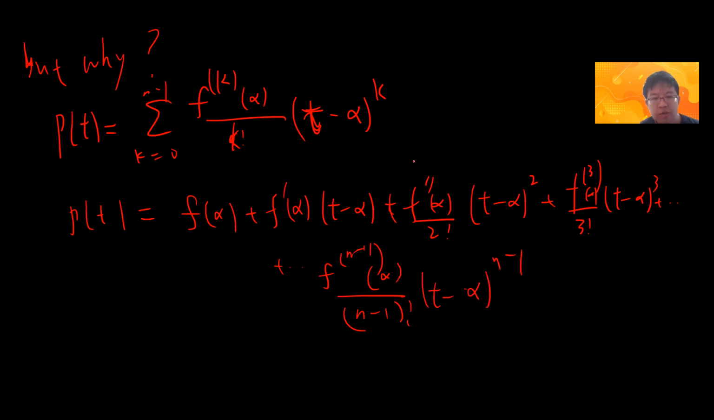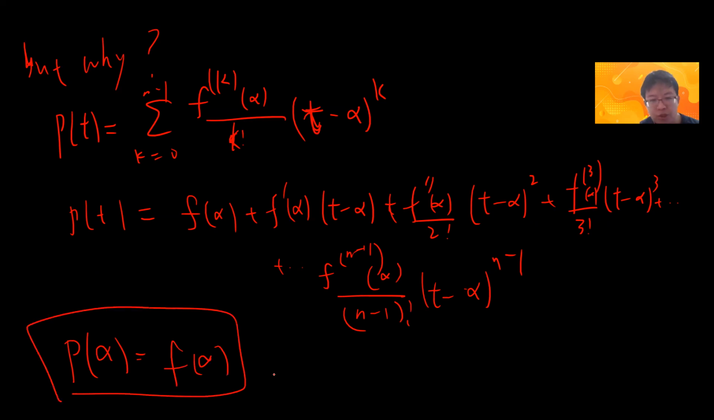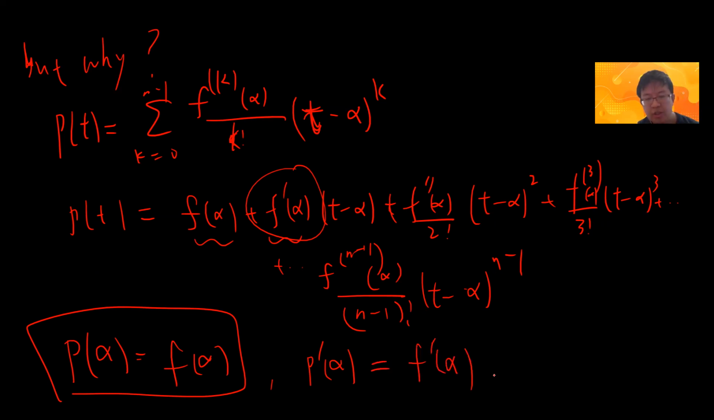Okay, so there's an observation that your p of alpha is just f of alpha. I hope you see it, because you put alpha in, and the other terms are 0. And then you can easily check that if you take the derivative p prime and plug in alpha, all these higher terms vanish and only the linear term survives. So this is just f prime of alpha. You can keep going, and you can easily show that the k-th derivative of p at alpha is just the k-th derivative of f at alpha, for k equals 0, 1, up to n minus 1.